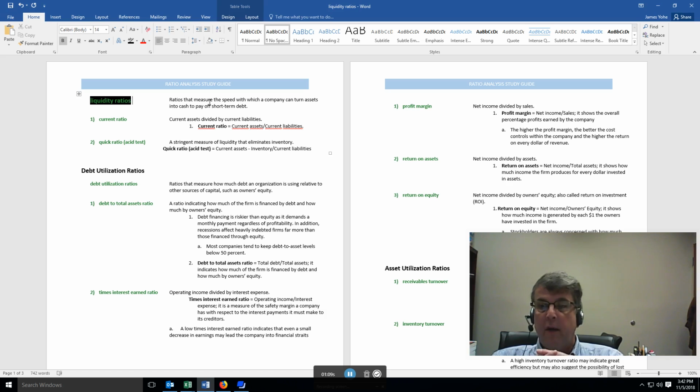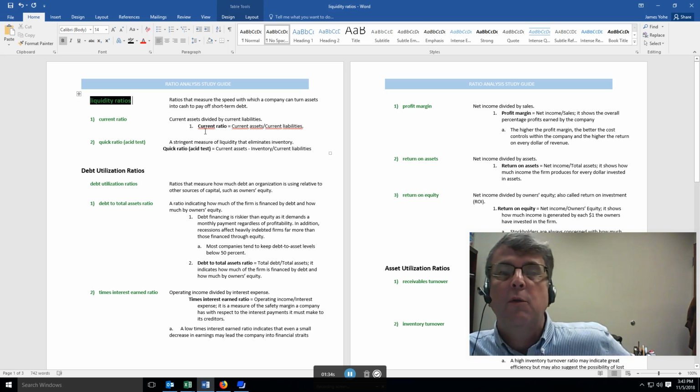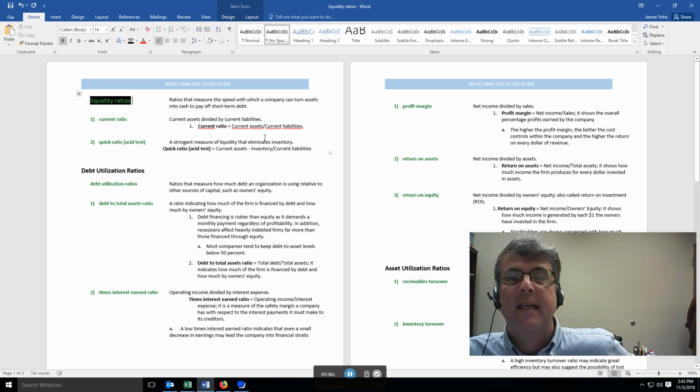Also, if you ever own a business and you're looking for a loan, the first thing I always look for as a banker is these liquidity ratios, and the main one I cared about was the second one, the quick ratio, or what we called the asset test. So we're going to start here with the liquidity ratios. The first one is the current ratio. A current ratio is equal to current assets divided by current liabilities.